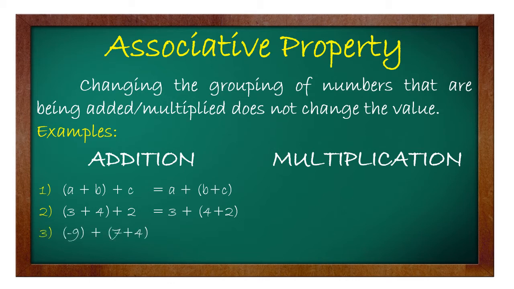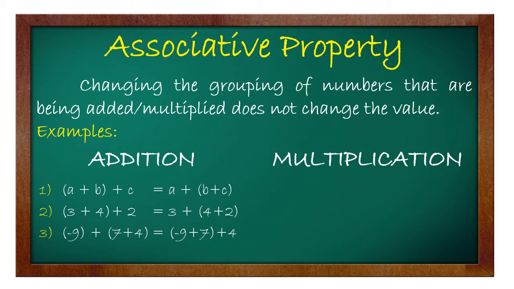Another, negative 9 plus the quantity of 7 plus 4. So, ang magkagrupo dito yung 7 plus 4. So, pag binago natin yung groupings niya, that is equal to quantity negative 9 plus 7 plus 4. Tingnan natin kung tama yung sagot nila parehas. Let's have first on the left side. So, yung groupings natin na 7 plus 4 is 11.